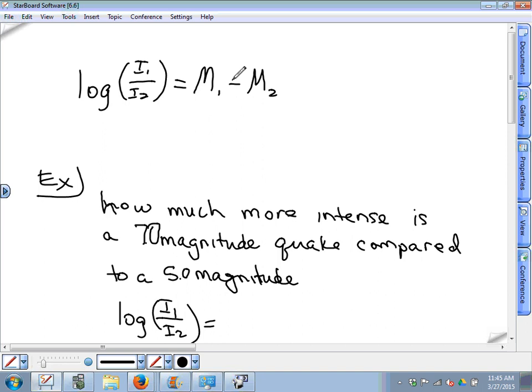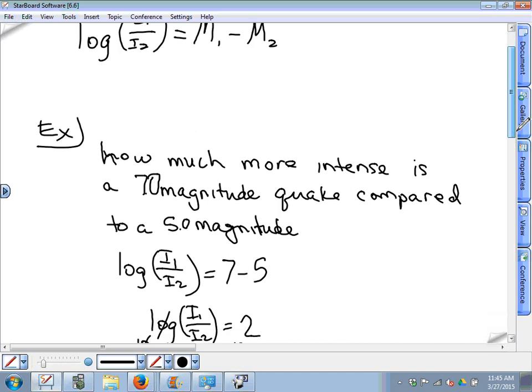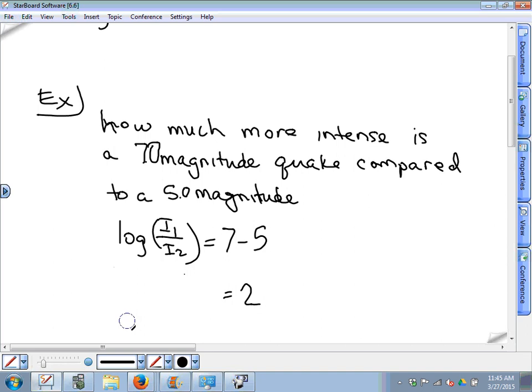So the M here in this formula stands for magnitude, and that's what we've been given. This is a 7 magnitude, that's a 5 magnitude. So you're going to want to go here with the biggest one first. So it's going to be 7 minus 5. We've been given nothing about any of the intensities, so we just leave I1 and I2 alone. We don't have to solve for those necessarily. And then 7 minus 5 obviously is 2. So you've got log of I1 over I2 equals 2.